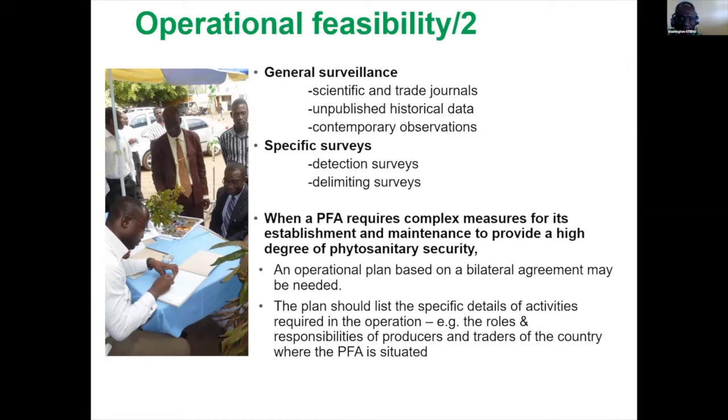So that plan should list the specific details of activities required in the operation, and the roles and responsibilities of producers, traders, and the NPPO. It's no longer the time where this is a problem of the NPPO. If things fail, we blame them. If things work, we succeed. No. You either win as a team or you all lose.